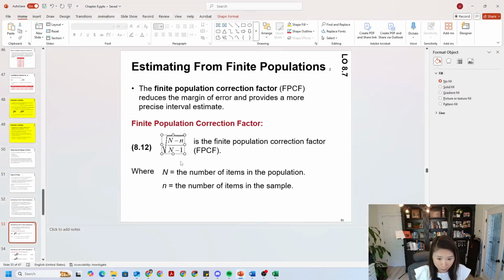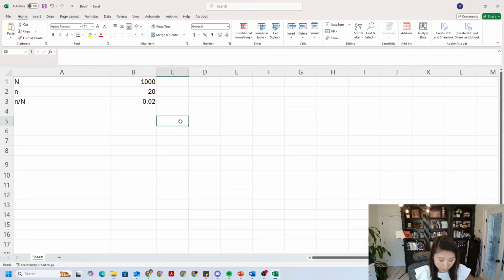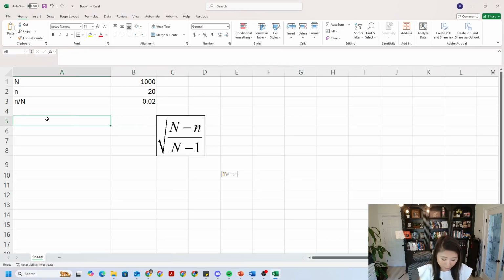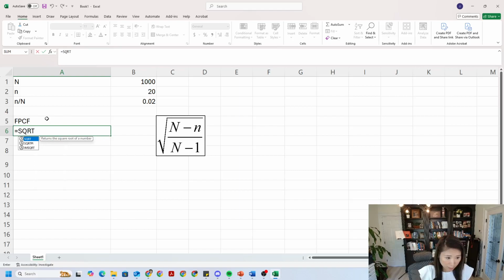First, let's look at the formula we're going to use. FPCF is equal to this formula. Let me just copy it back to my Excel. Okay, so now we can calculate the finite population correction factor. This is equal to SQRT. Remember, it is square root, right? Square root, parentheses, and then don't forget another parentheses. That's why I want to practice with you, because when you use Excel, it's always a good idea to have more parentheses than to miss one.